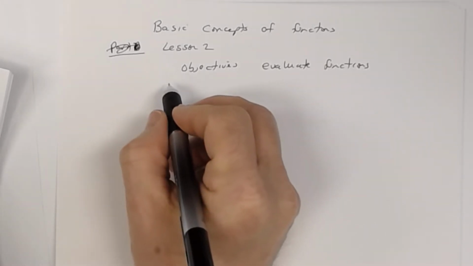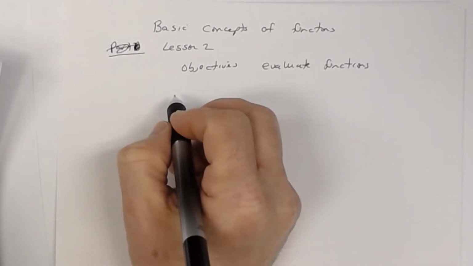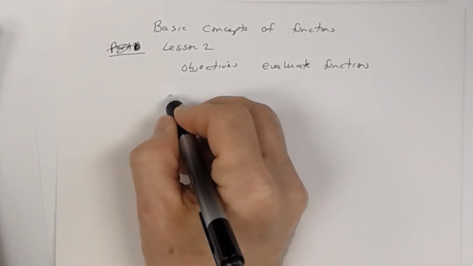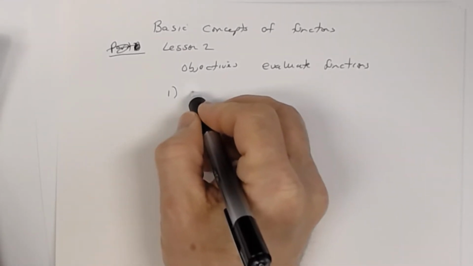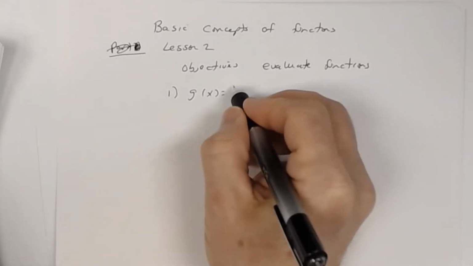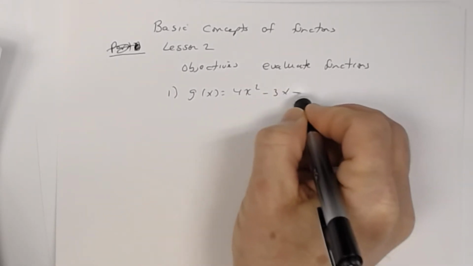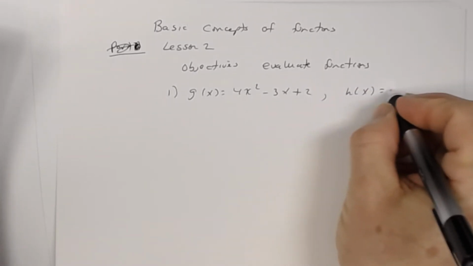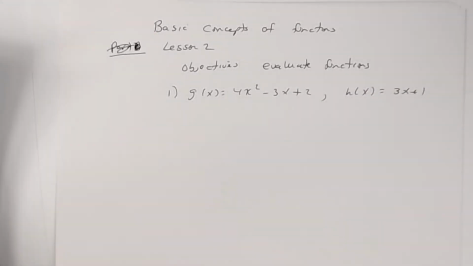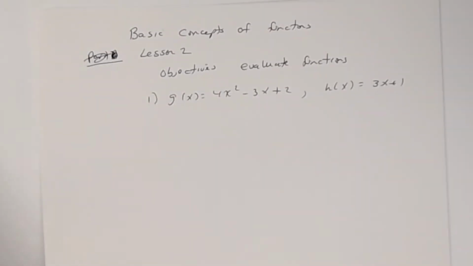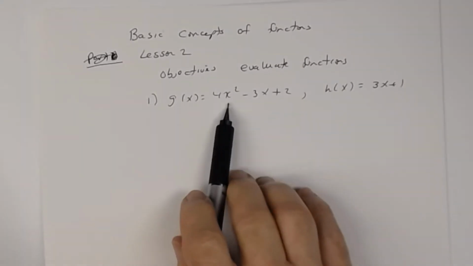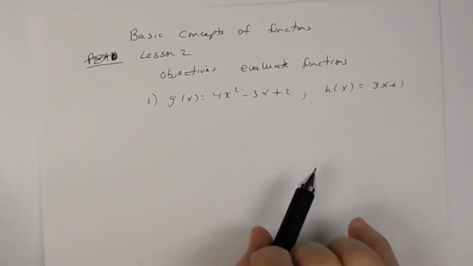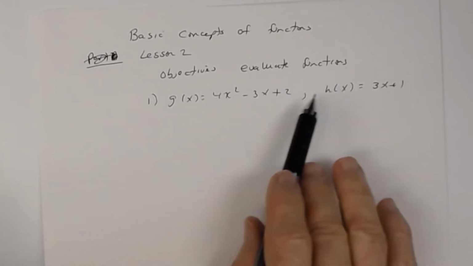In lesson 2, we're just going to go ahead and start looking at some problems rather than having a discussion about what function notation is. So let's look at number 1. You have g of x is 4x squared minus 3x plus 2. And let's suppose you're told h of x is 3x plus 1. So number 1, you're given two functions. Function g of x is this, and 3x plus 1 has the function name h of x. All right, so two different functions.